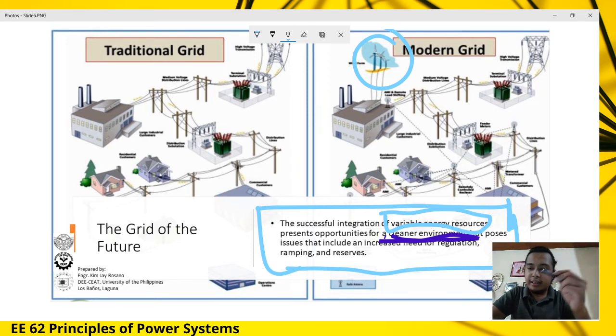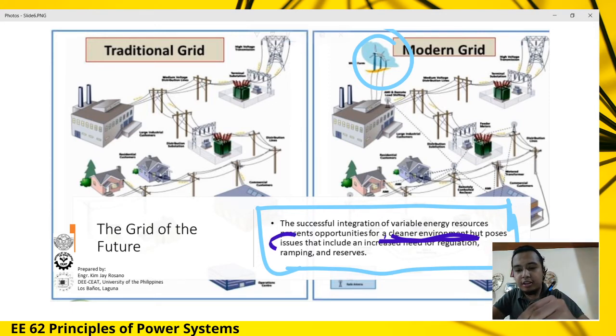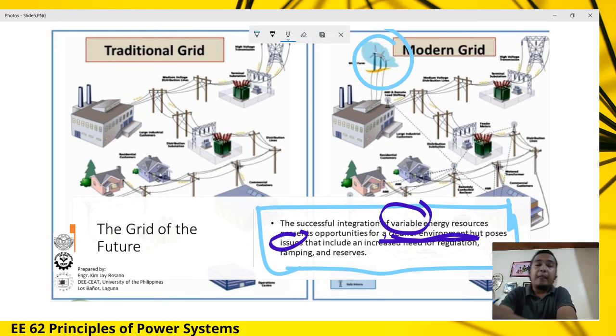So the success of that, it presents a lot of opportunities. However, it poses a lot of issues then. Why? Because they are variable. Okay, so the idea is that since they are variable, hindi mo masabi kung gaano ba talaga kalaki yung output nung resource. You just have a general idea of its output.